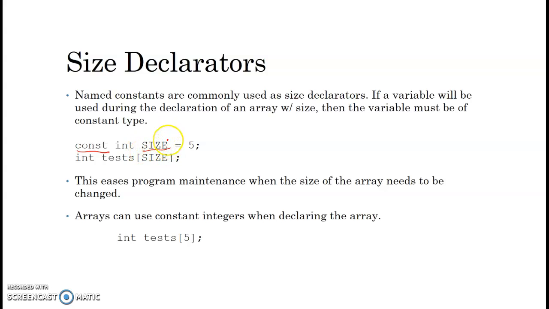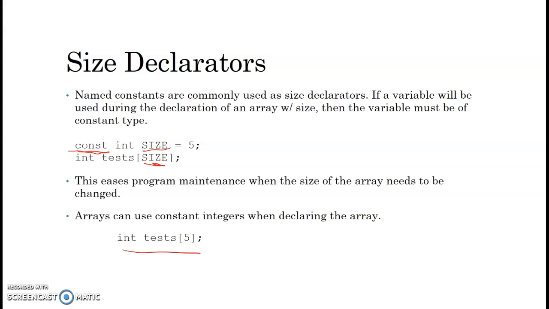Take notice of all uppercase, like we normally would use in declaring a variable of constant type, and that is placed in the brackets instead. So that is a valid declaration. It's just that it must be of constant type. This eases program maintenance when the size of the array needs to be changed. That way I don't have to find every instance of the array within my program. I can change it directly. Arrays can be used with a regular constant integer when declaring it, which is what the previous example was in the previous slide. So both of these are acceptable ways of declaring an array.